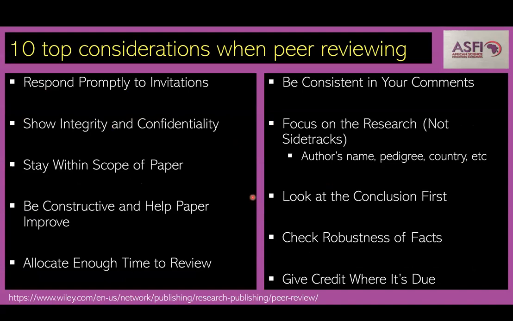Top 10 considerations when peer reviewing. Respond promptly to invitations, show integrity and confidentiality, stay within the scope of the paper, be constructive and help the paper improve, allocate enough time to review, be consistent in your comments, meaning that if you have sent confidential information to the editor, let that be within the scope of what you also send to the authors. Focus on the research, no sidetracks.